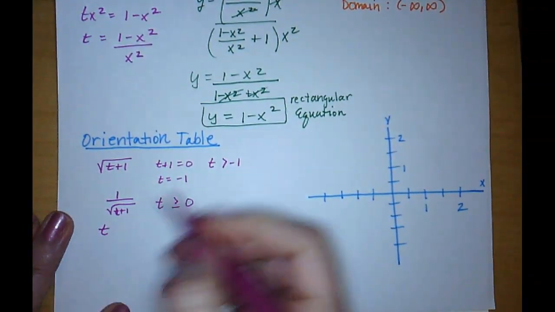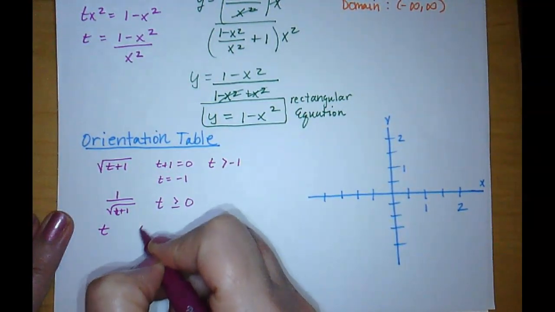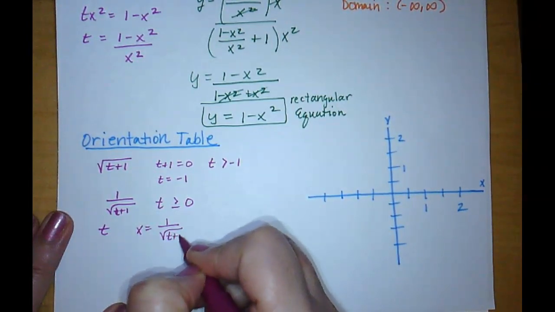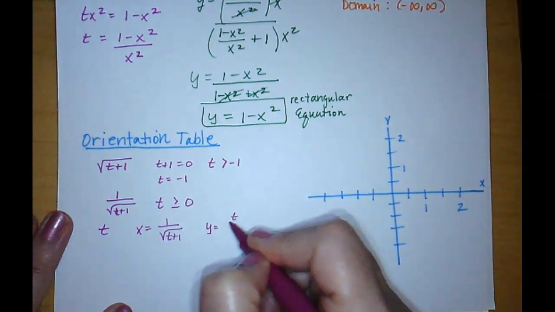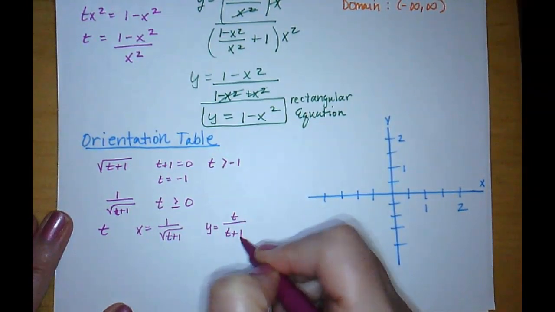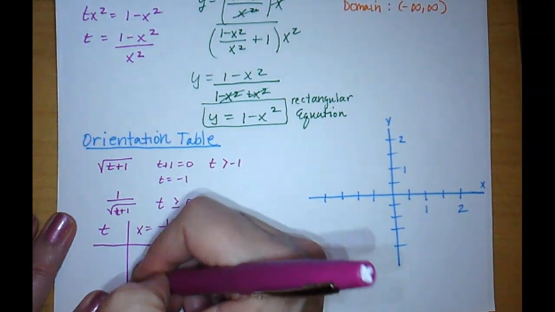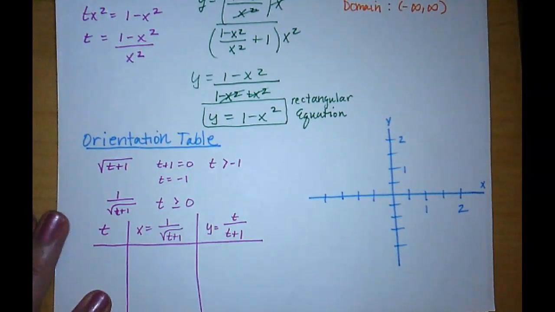So when I set my t table up, I'm going to have t, and then my x is going to be 1 over the square root of t plus 1, and then my y is going to be t over t plus 1. And I usually put those in the headings of my table just to keep me from messing up. You could just say t, x, y, that's up to you.